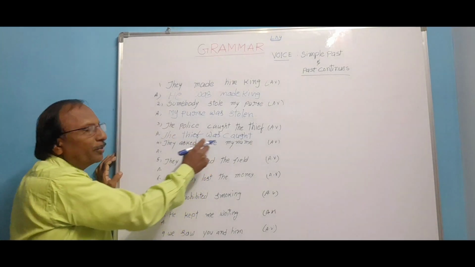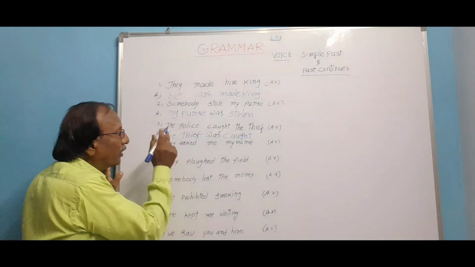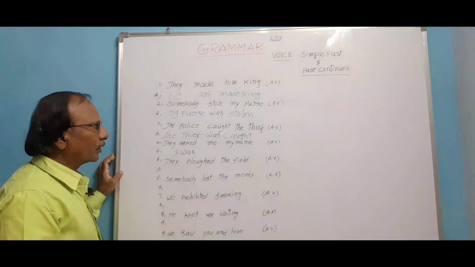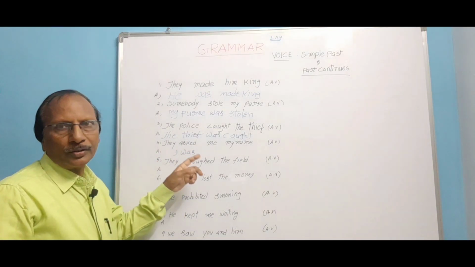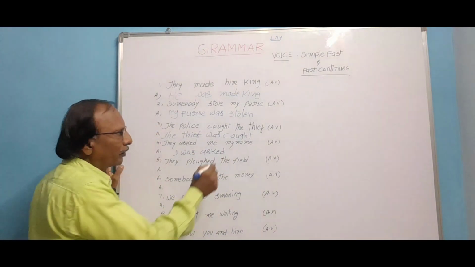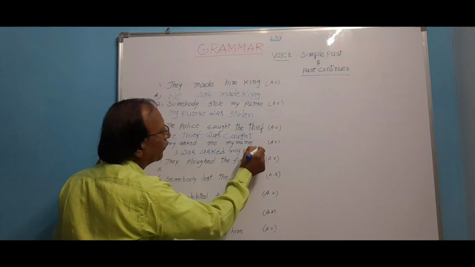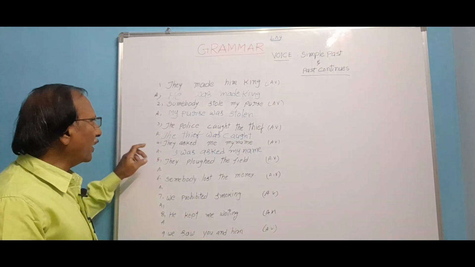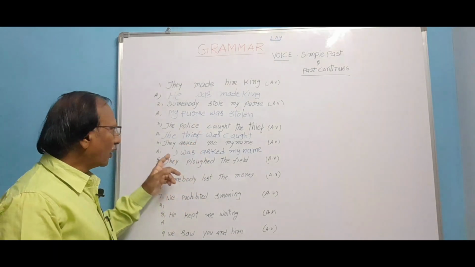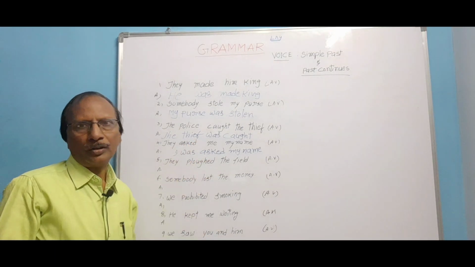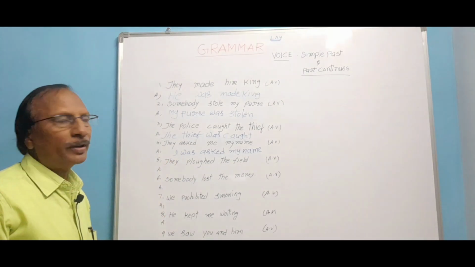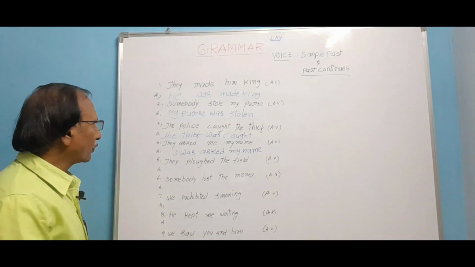Me will be changing to I. Here asked is V2. I was asked. I was asked my name. See here, I was asked my name by them. No need to say by them. I was asked my name. Meaning is understood here. In such cases, we can avoid or omit using the by form.